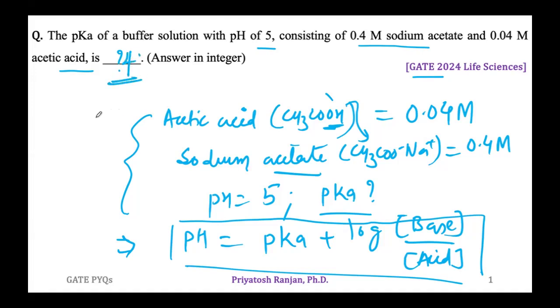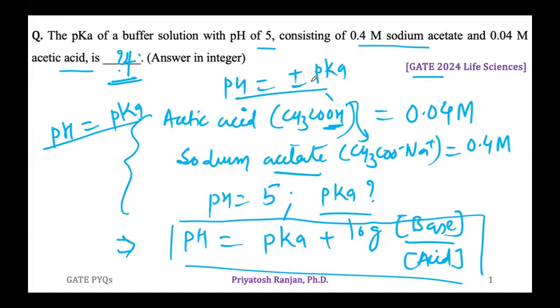The other concept here is when the pH is close to the pK value, the buffer has the highest buffering capacity. So when the pH is equal to pK ±1, the buffer has the highest buffering capacity. That means the buffer solution can resist the change in pH when an acid or alkali is added. I hope this concept is clear to each and every one of you.